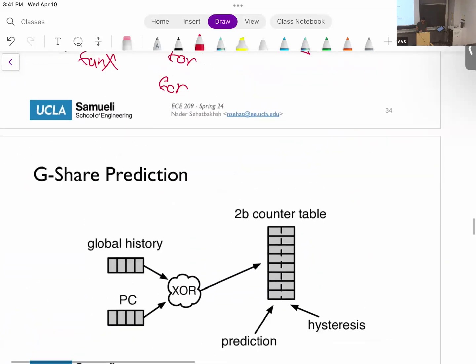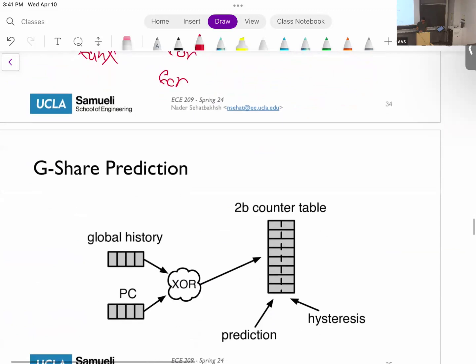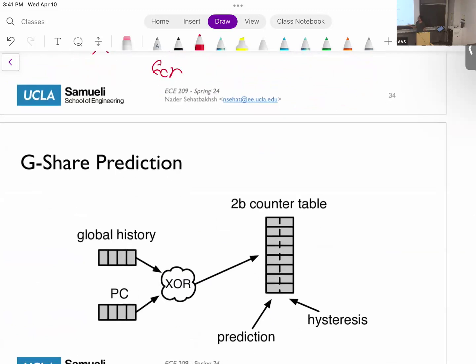Based on this, we're going to have this table, and this is what we call G-share prediction. This is a very famous and very popular type of branch predictor. The reason it's called G-share is that it's sharing the global history with all the local ones. So this is our old bimodal. Okay, so here's what we're going to do. We're going to take the global history. This is the register that I talked about. Let's say this is 4-bit for now.